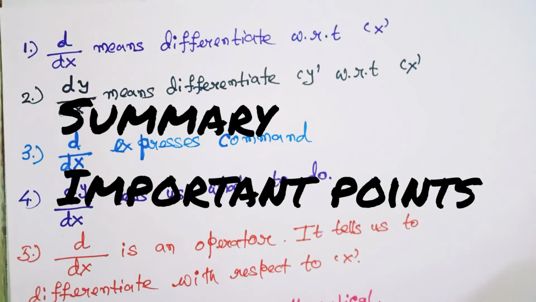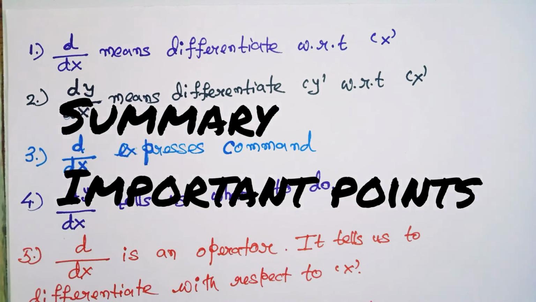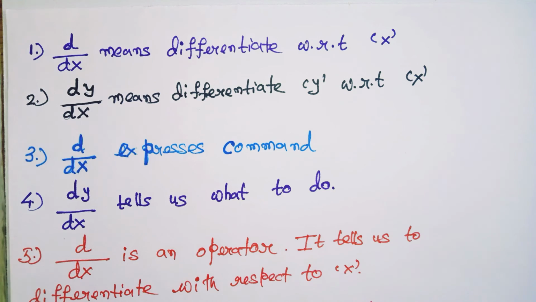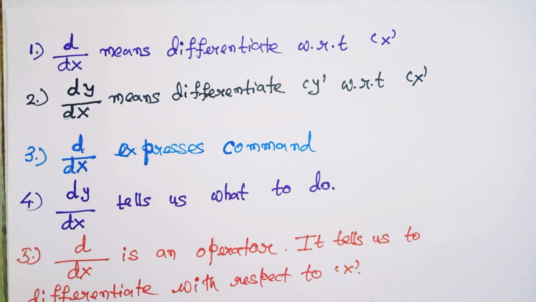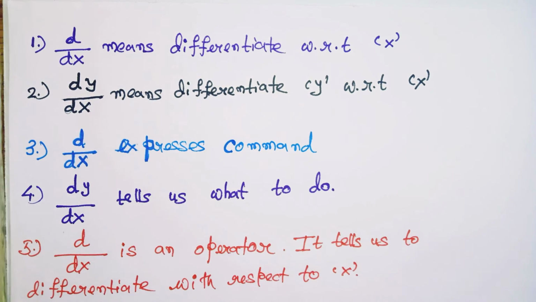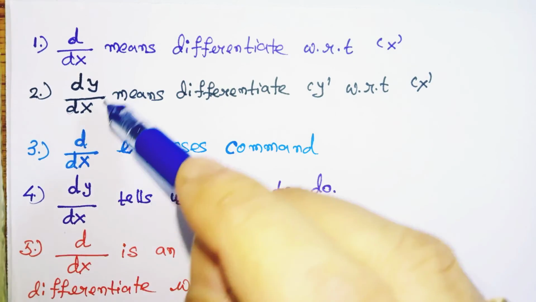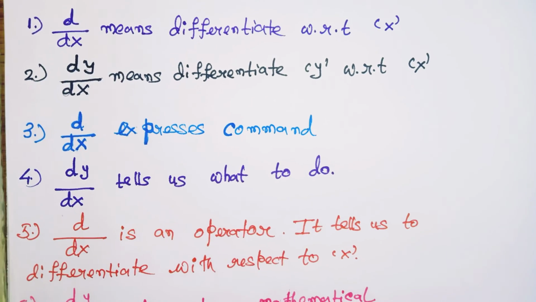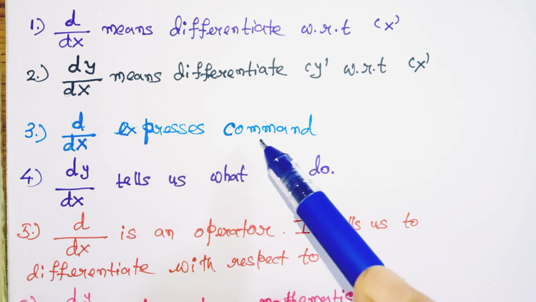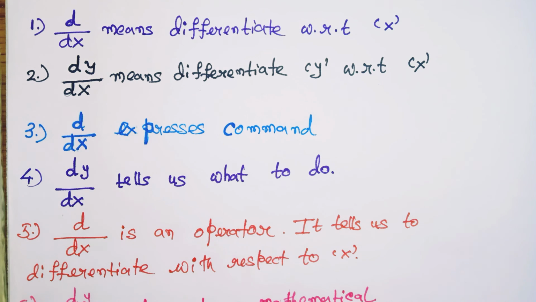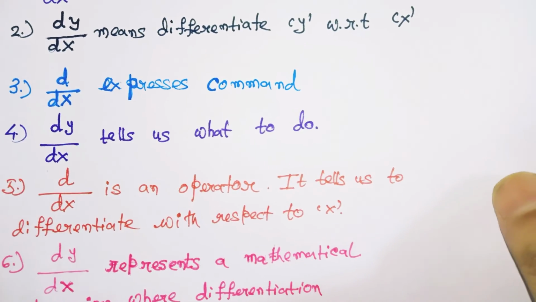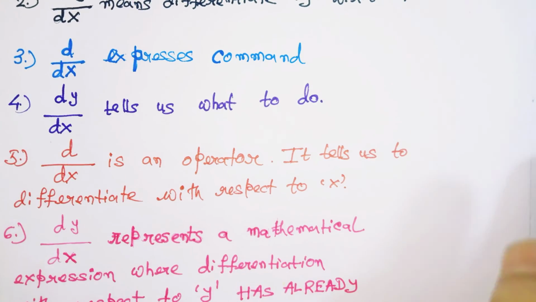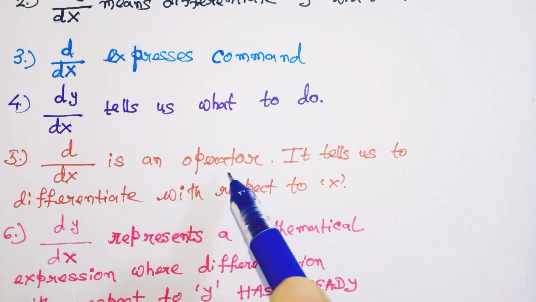I'll just make a quick note on this. So d by dx means differentiate with respect to x. This is the first point. dy by dx means differentiate y with respect to x. d by dx expresses a command, obviously, like do this, do the derivative. And dy by dx tells us what to do, like it is a kind of a statement. So you see in point number 5, which I have written, d by dx is used as an operator.